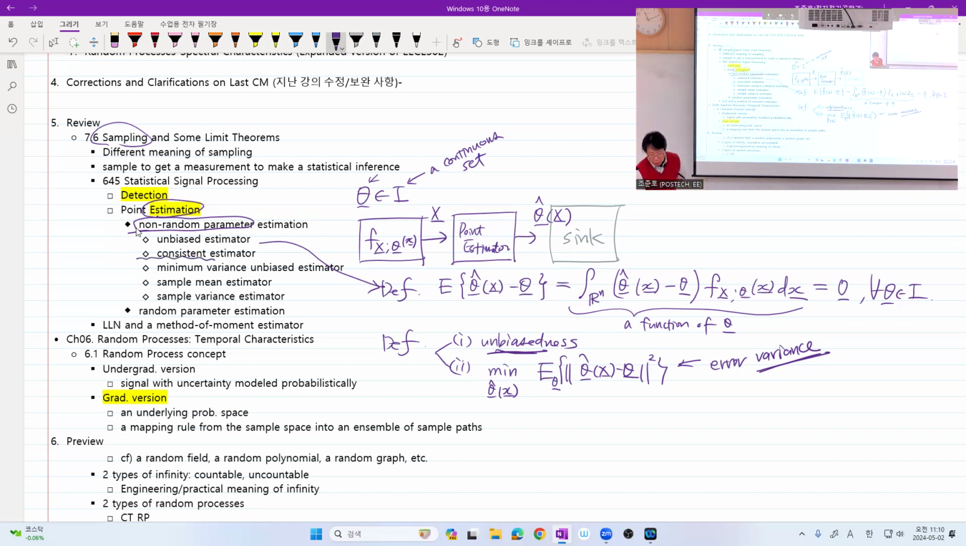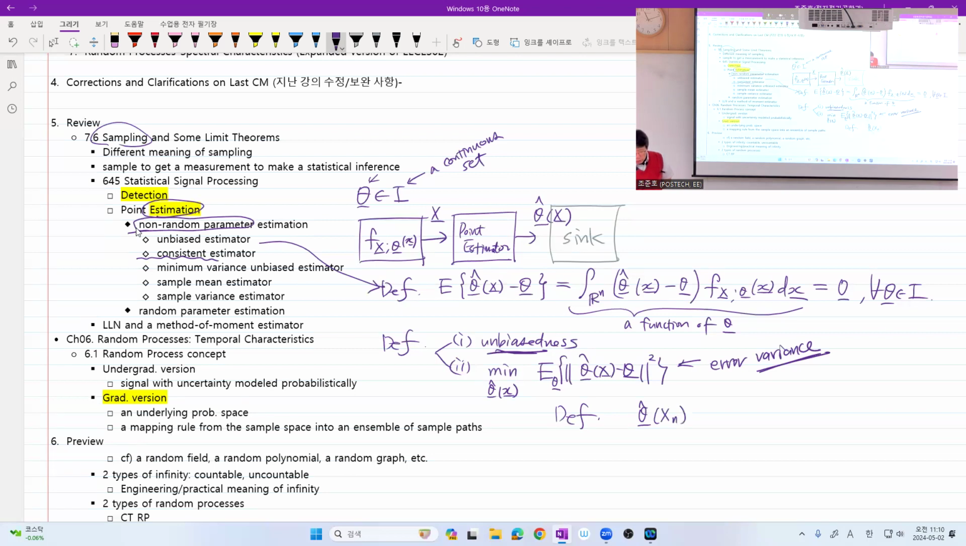Then what is a consistent estimator? Consistency is related with some limit operation. That's why this section appeared in our chapter 7 on the sequences of random variables, where we learned the four modes of convergence of random variables. Consistency may have a lot of meaning, but the simplest is something like this.